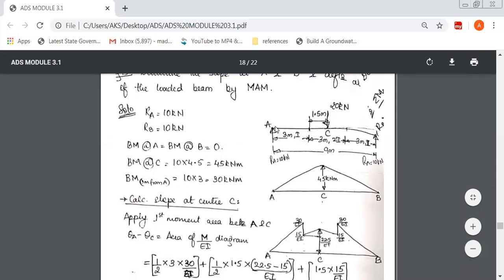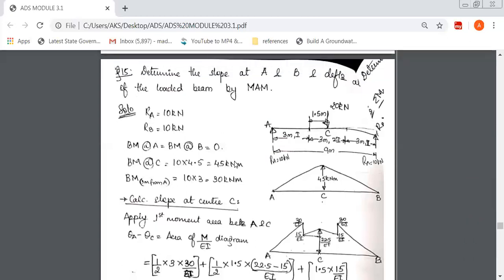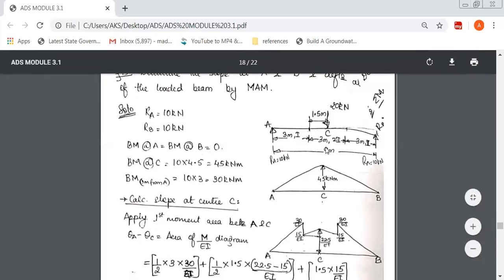If you want to find the bending moment at A, the bending moment at A and B is 0 because these are the supports, so the bending moment is 0. That's why we've written 0. Next, bending moment at C. There's a point load here and it is exactly placed at the center, so it has the maximum bending moment. How much is the maximum bending moment? That is what we're going to find now. So, bending moment at C.